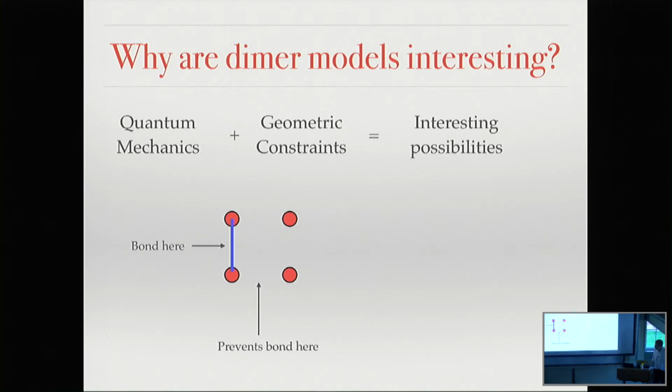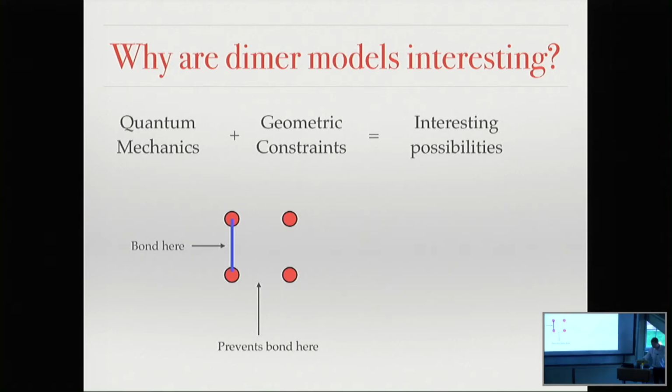Okay. So this seems pretty esoteric. Why is it interesting? It's actually a good example of a general principle that if you take quantum mechanics and add constraints, interesting things pop out. And it's particularly successful when you think about geometric constraints. So here, by a geometric constraint, I mean that if I put a bond between these two sites, I'm not allowed to put a bond between those two sites.